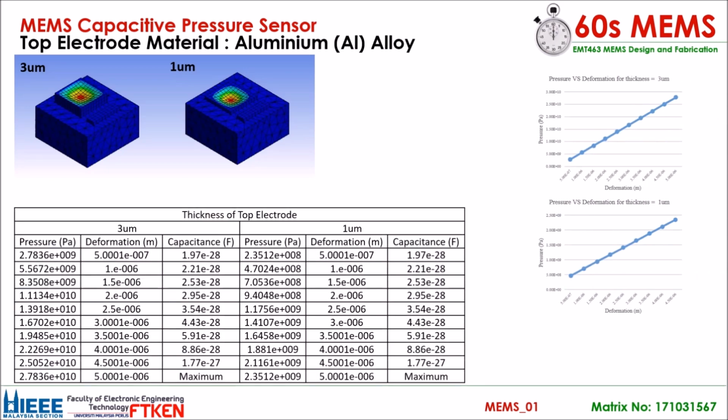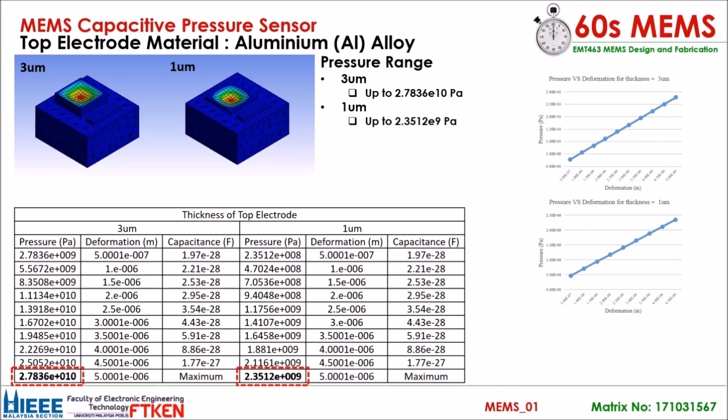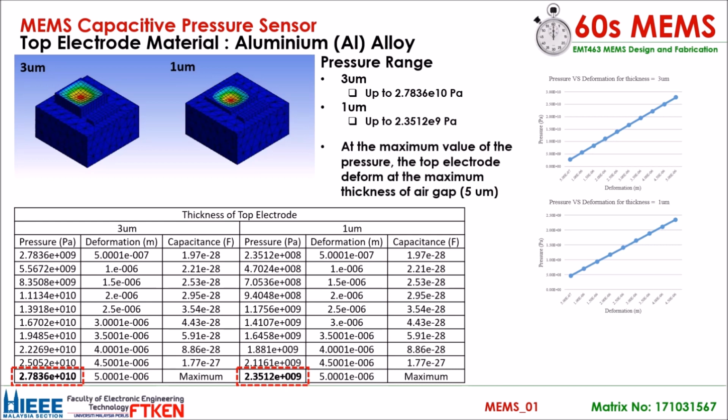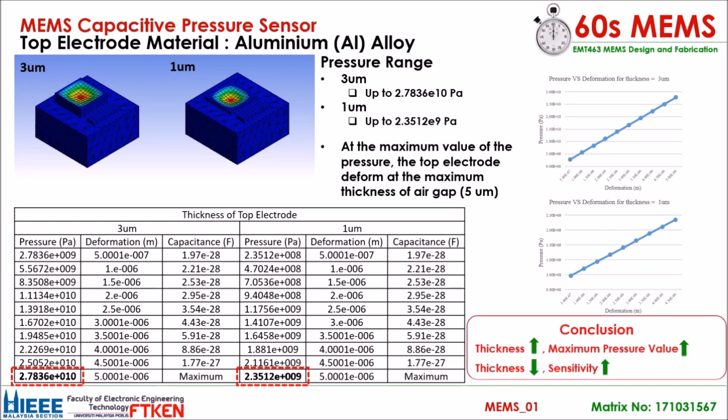From the result, we can obtain the input pressure range, which is the range that the device can work in. For the 3 micrometer thickness, it works up to 2.7833 exponent 10 Pascal, while for the 1 micrometer thickness, it works up to 2.3512 exponent 10 Pascal. The maximum work pressure range is where the top electrode deforms to the maximum thickness of the air gap. From the analyzed result, we can say that if the thickness of the top electrode increases, then the maximum pressure value of the work range also increases. However, if the thickness of the top electrode decreases, the sensitivity of the device increases.